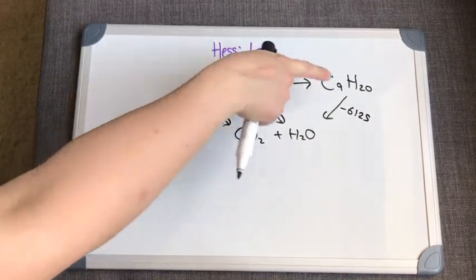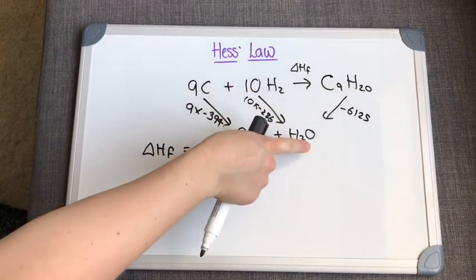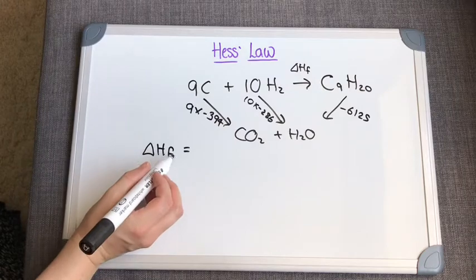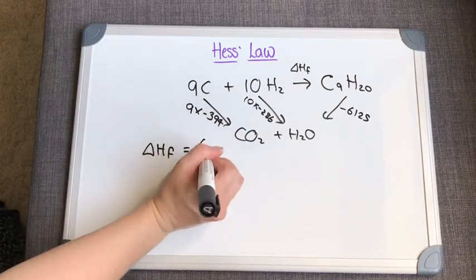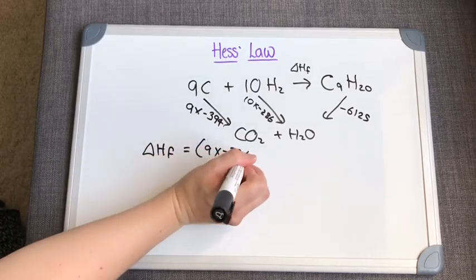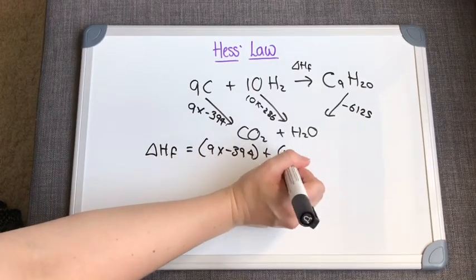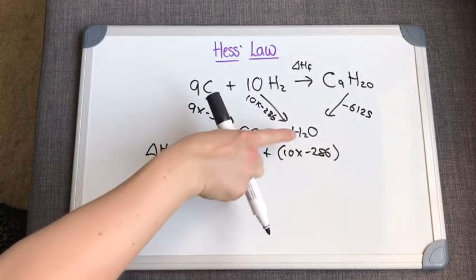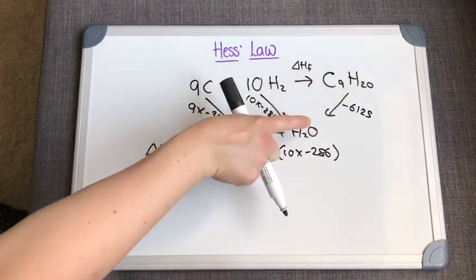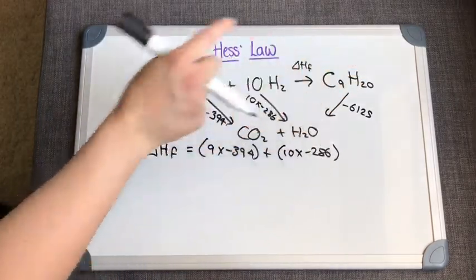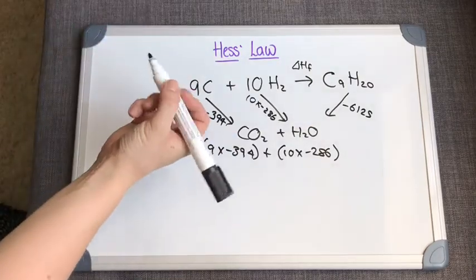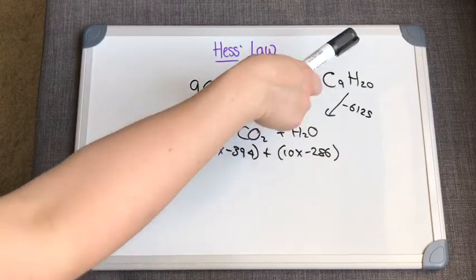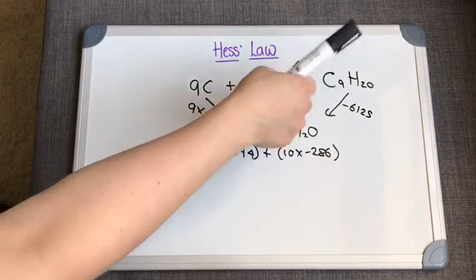And instead of going here to here, I'm going to go here to here, and then back up to my product. So my enthalpy change of formation is 9 times minus 394 plus 10 times minus 286. But then I'm going the incorrect way up this arrow. I'm not going in the direction it shows, I'm going in the opposite direction. So I need to change the sign. It's minus 6,125 in this direction, but it's plus 6,125 in this direction.